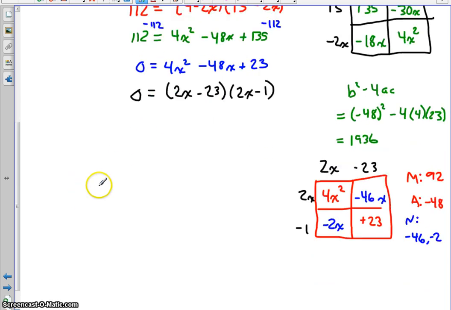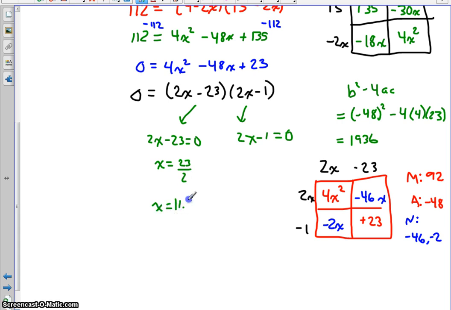Okay, so once I have it in factored form and equal to 0, I can now solve for x. So remember, to get my zeros, set each bracket, or each factor, to 0 and solve for x. So 2x minus 23 equals 0, and 2x minus 1 equals 0. So if I solve each of these, x will be 23 over 2, or 11.5 centimeters. Okay, and from the other one, I get x equals 1 over 2, or 0.5.